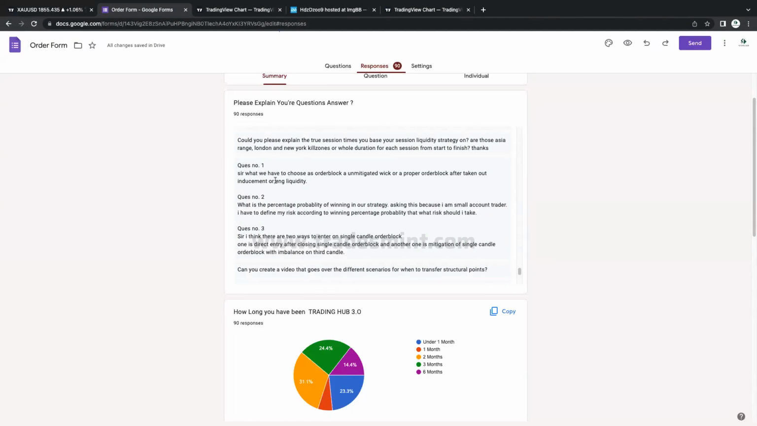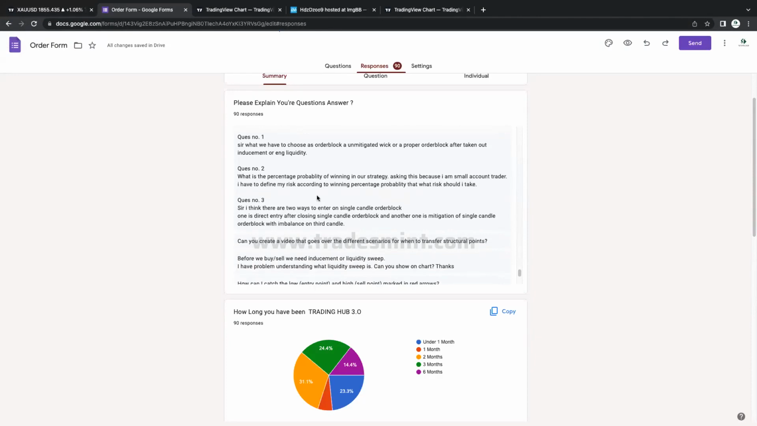Question number 1: how can we choose an unmitigated order block, a proper order block that took out the inducement and liquidity? Unmitigated order block means proper imbalance must be there, and those can be a valid pullback. So those are valid unmitigated order blocks.